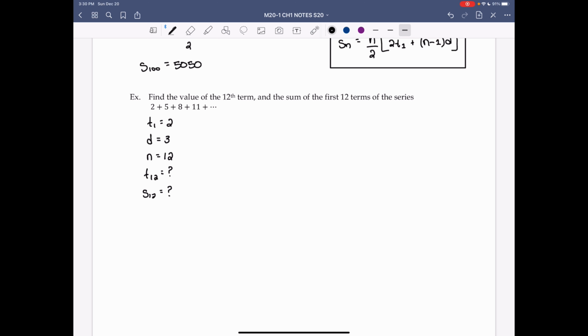Starting with term 12, use the general term for an arithmetic sequence. Tn equals T1 plus n minus 1 times d. We're finding T12 equals T1 is 2 plus n would be 12 minus 1 times d, which is 3. T12 equals 2 plus 12 minus 1 is 11 times 3. T12 equals 2 plus 11 times 3 is 33. T12 equals 35.